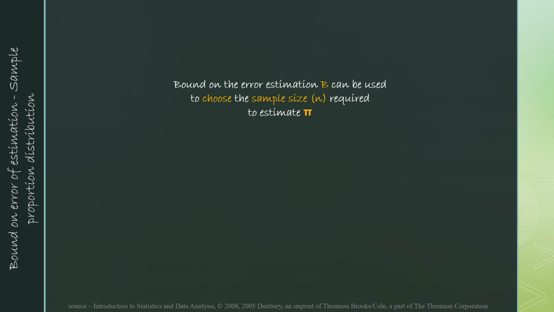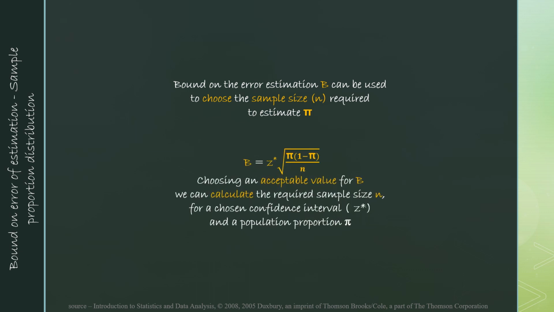The bound on the error estimation B can be used to choose the sample size n required to estimate pi. Since B equals z star times the square root of pi multiplied by 1 minus pi divided by n, choosing an acceptable value for B, we can calculate the required sample size n for a chosen confidence interval, and thus z star, and a population proportion pi.